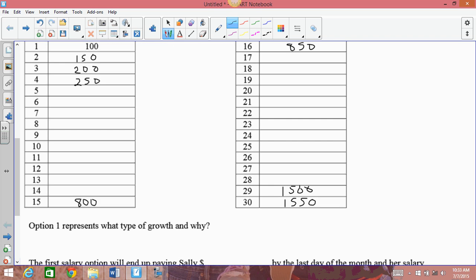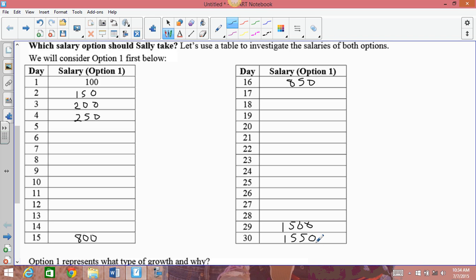So here we're trying to figure out now, option 1 represents what type of growth and why. And that's ultimately what we're going to try to figure out with these two options. Which one is representing linear, which one is representing exponential growth. So probably the best and easiest way to look at it is look at between any 2 consecutive days, and it doesn't matter whether you choose day 1 and day 2, day 3 and day 4, or if you come down to day 29 and day 30, or day 21 and 22.